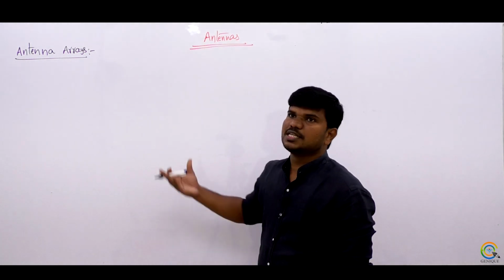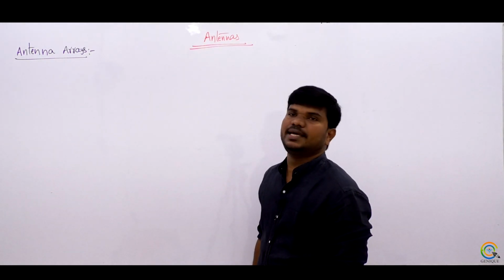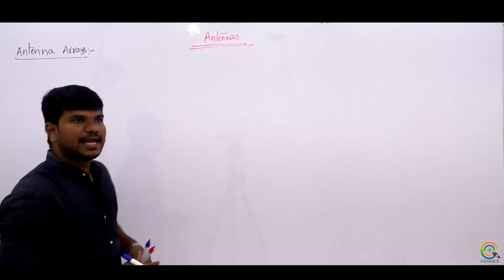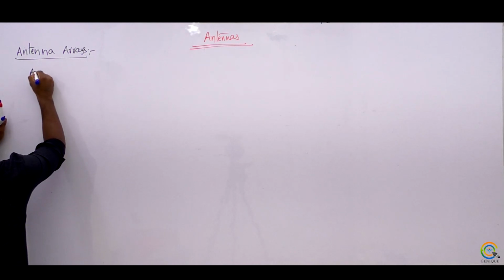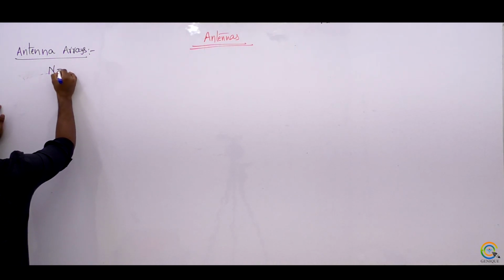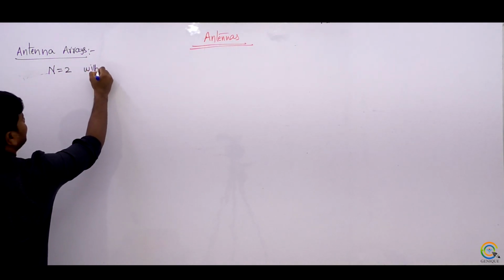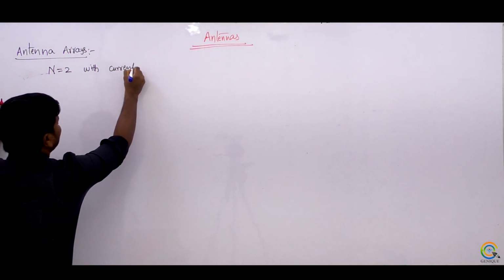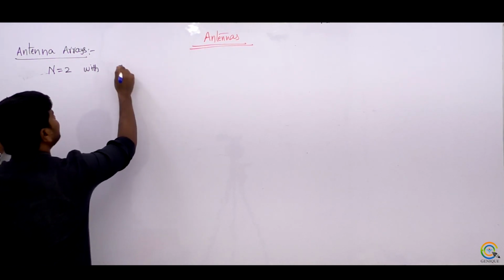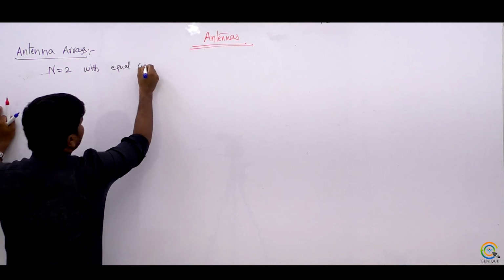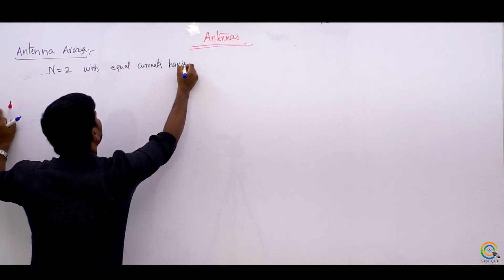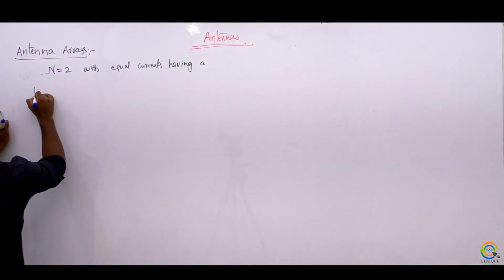So here, for simplicity, I am taking a 2-element array. Assume n equals 2 elements with equal magnitude currents, with equal currents, having a phase difference.